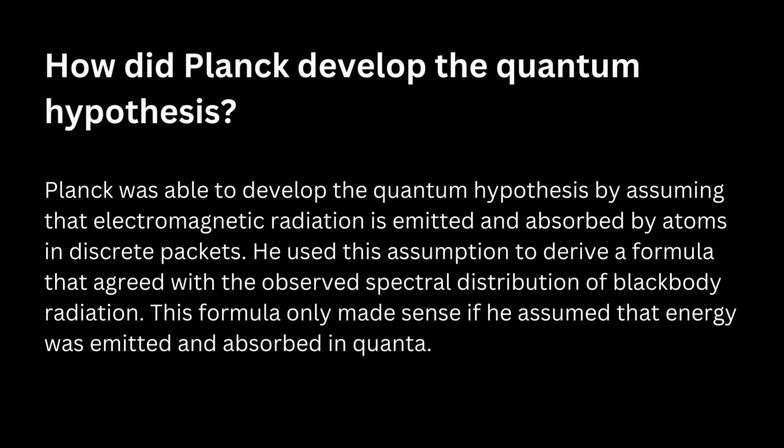How did Planck develop the quantum hypothesis? Planck was able to develop the quantum hypothesis by assuming that electromagnetic radiation is emitted and absorbed by atoms in discrete packets. He used this assumption to derive a formula that agreed with the observed spectral distribution of blackbody radiation. This formula only made sense if he assumed that energy was emitted and absorbed in quanta.